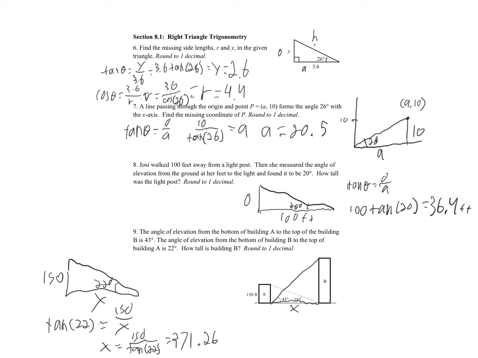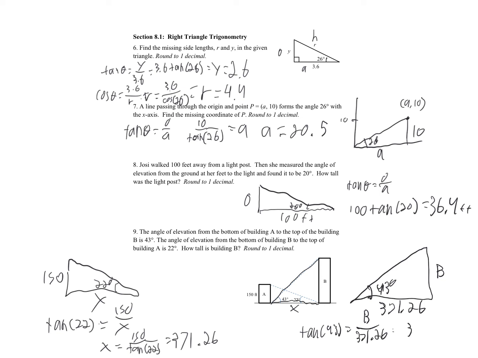which gives us a value of 371.26. So now knowing that, we can draw this triangle to find the height of B. So we have a height B, and we have this side here, 371, and then the angle for that triangle of 43 degrees. So again, we have the adjacent side and the angle, trying to find the opposite. So again, we can use tangent. So we know tangent of 43 degrees equals our opposite, B, over our adjacent, 371.26.